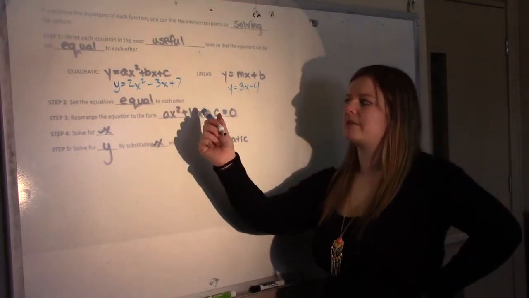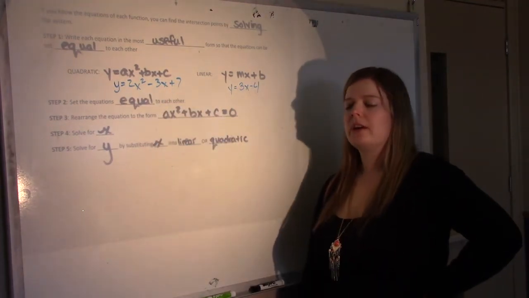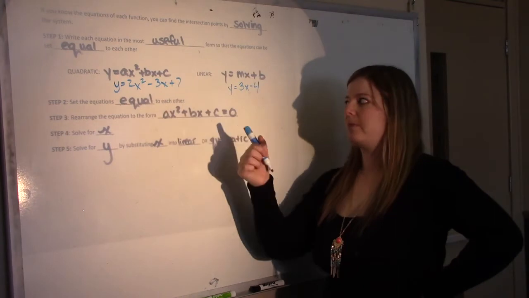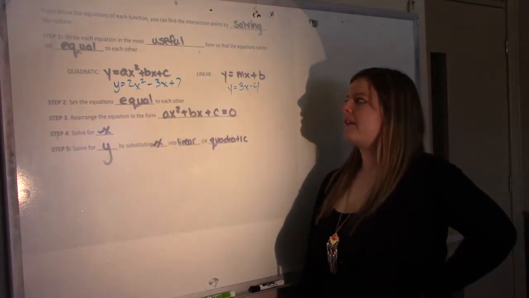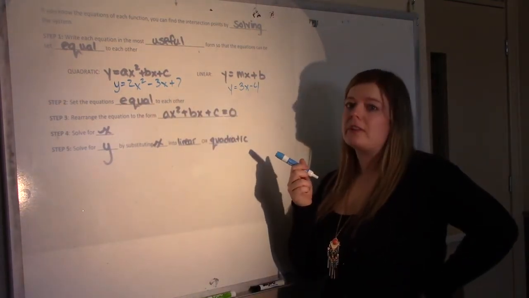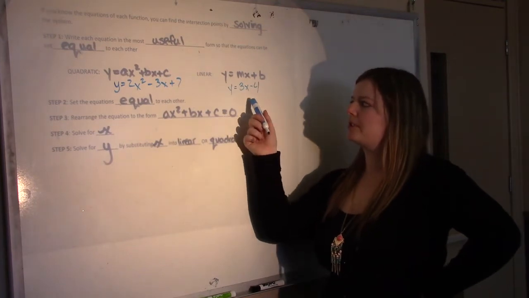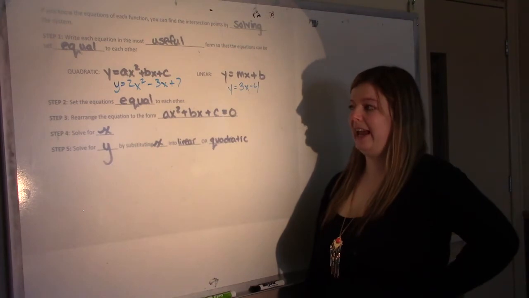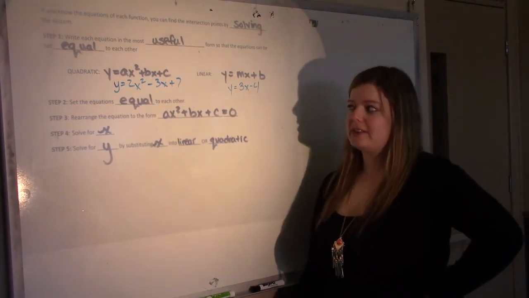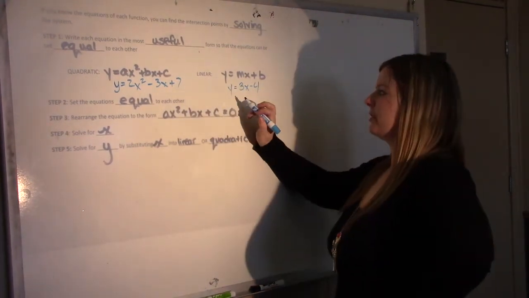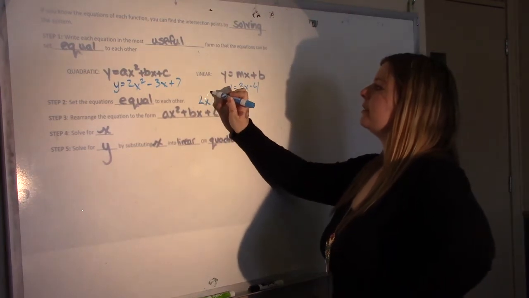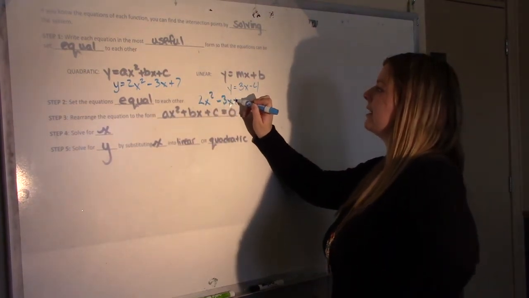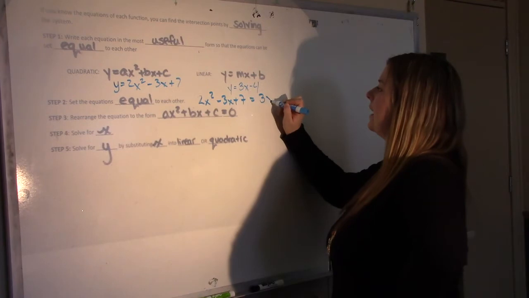So if it is in vertex form, make sure you convert it to this form, or factored form, this should be in this form. Same thing here. Okay? Now remember, if you're given the picture of a line, you can come up with the equation by just finding what the slope is and what the y-intercept is. Okay? Then, to find points of intersection, you set these two equal to each other. So in this case, it would be 2x squared minus 3x plus 7 equals 3x minus 4.